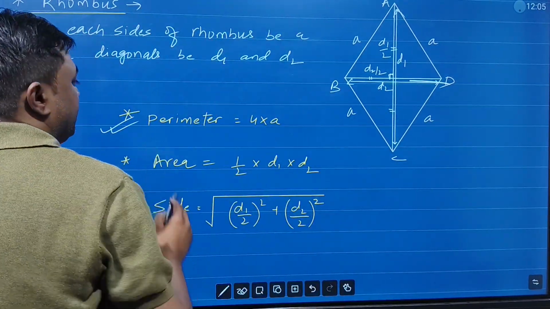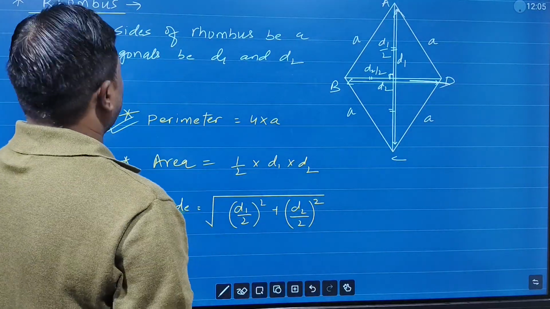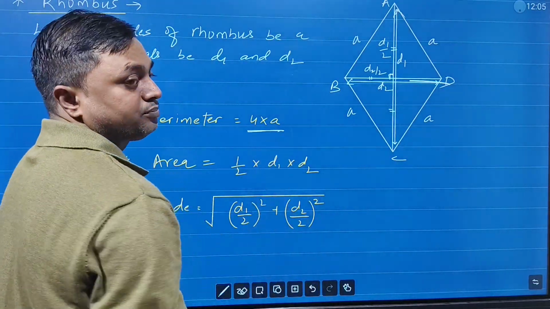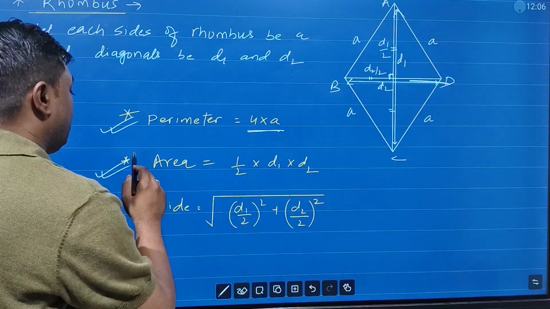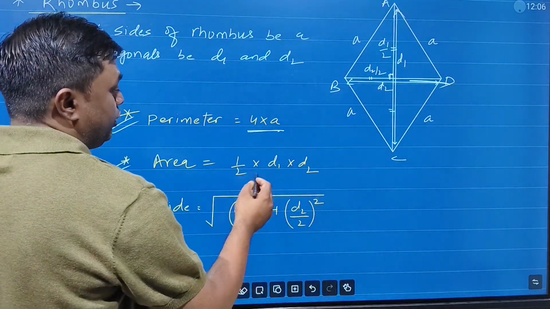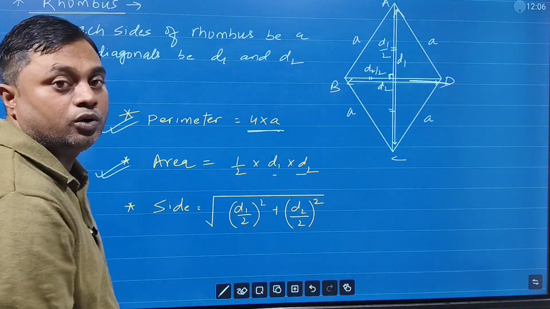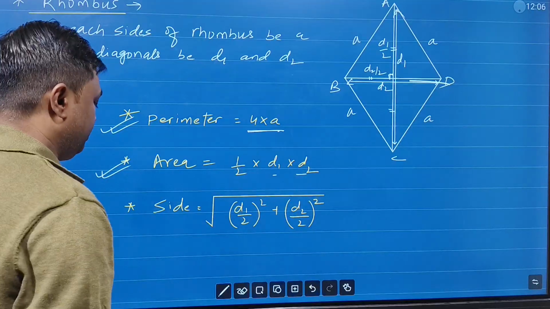So how do you find the perimeter? Perimeter of a rhombus is what? 4 times the side. And what is the area? Area of a rhombus is what? Half into D1 into D2. Half into D1 into D2.